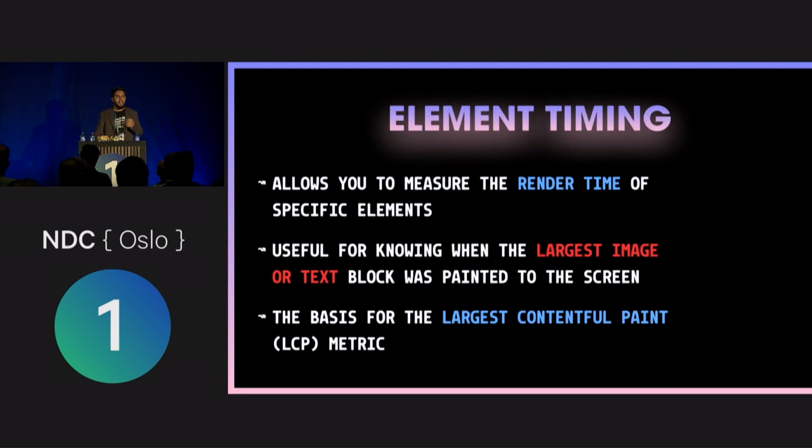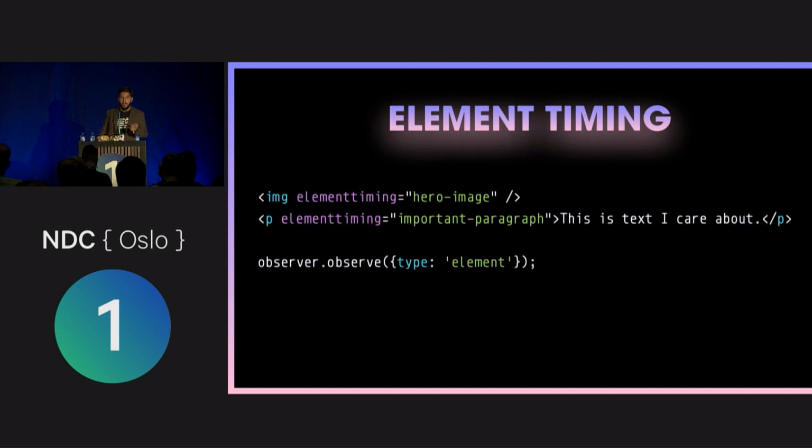The other thing is element timing. As the name suggests, it's about measuring render time of stuff. And the good thing is that this one is the basis for largest contentful paint, which is one metric that we hear a lot in Lighthouse, for example. The API is quite simple, actually. It's just this HTML attribute that you can add to some of the elements. Unfortunately, you cannot add it to all the elements. It works with images, text blocks, and a small subset of HTML stuff.